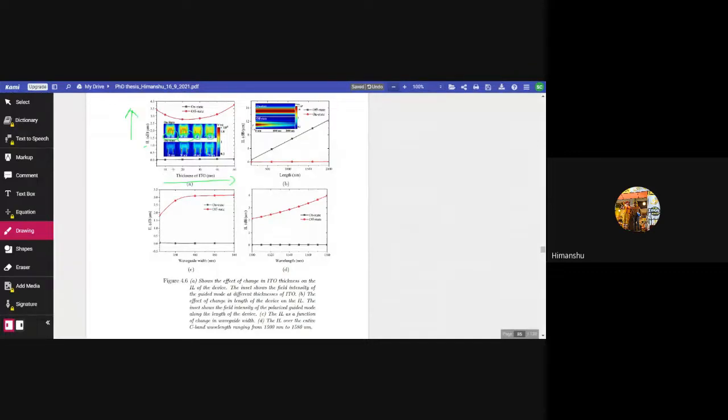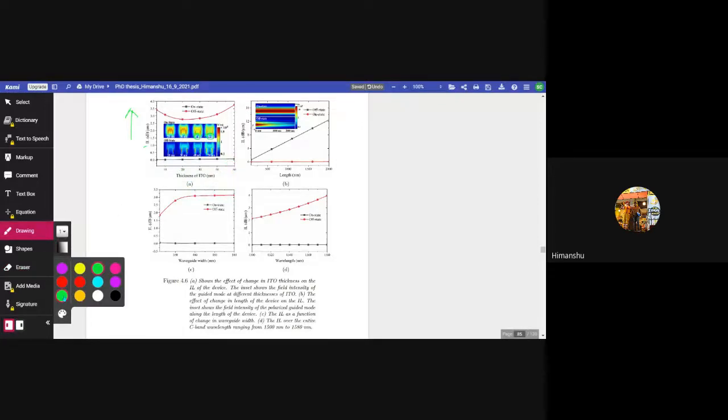Here, different thicknesses from 5 nanometer to 15 nanometer are taken for the ITO layer. And then we have calculated the on-state and off-state for all the thicknesses. And the inset shows the field intensity of the guided mode for both the on-state and off-state at different thicknesses of ITO, that is 20 nanometer, 30 nanometer, 40 nanometer, and 15 nanometer.